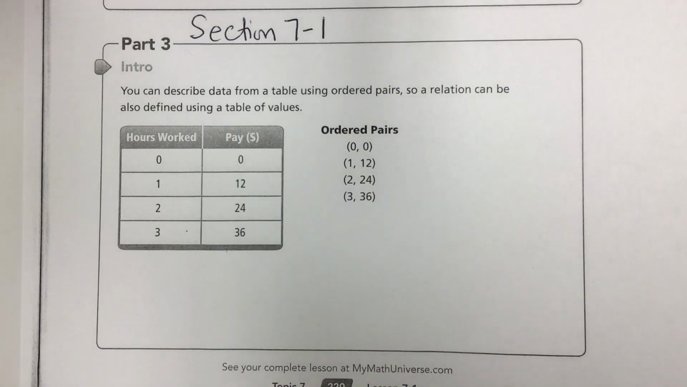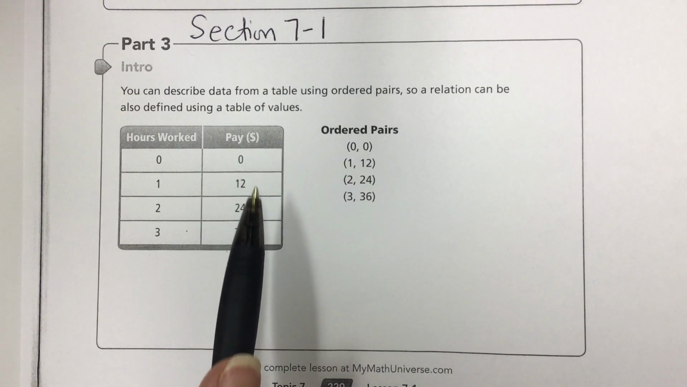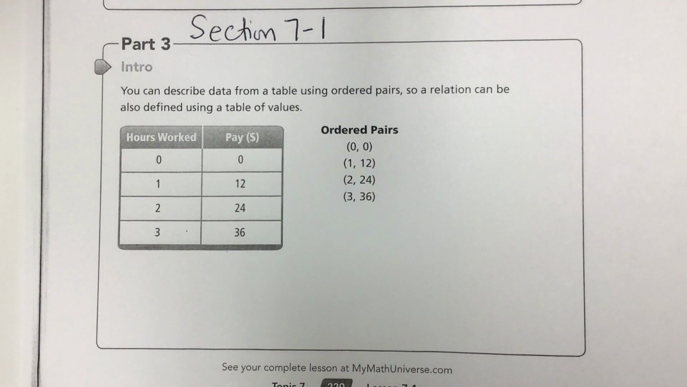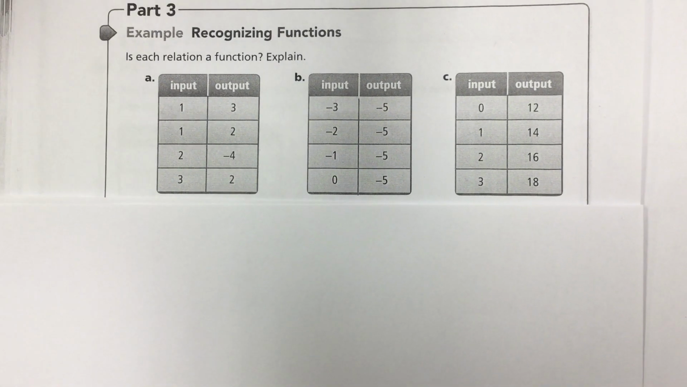So see, here you have that data from this table using ordered pairs can also describe other things other than just numbers. It can describe hours worked and the pay you will receive. Now, next, I want us to look at some more examples of recognizing functions. So let's look at these examples here of recognizing functions.